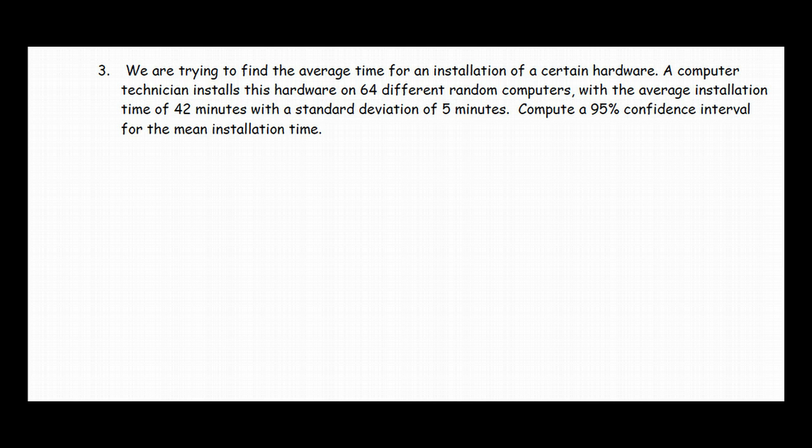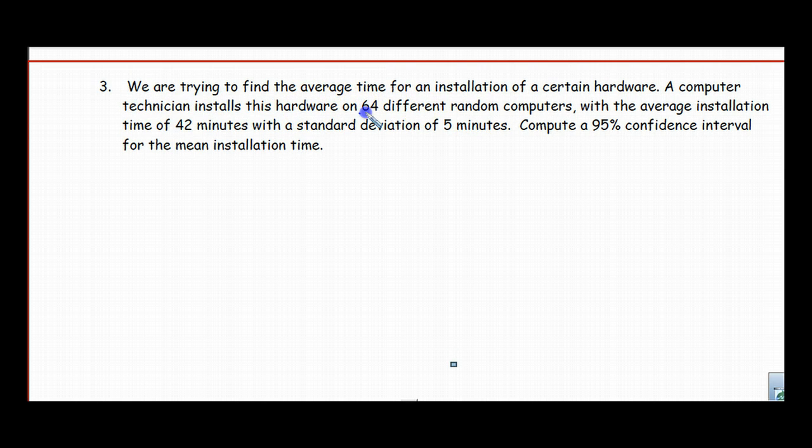We are trying to find the average time for an installation of a certain hardware. A computer technician installs his hardware on 64 different random computers with an average installation time of 42 minutes and a standard deviation of 5 minutes. Compute a 95% confidence interval for the mean installation time. All right, so a few things here. I'm seeing the 64 random computers. I see an average of 42 minutes, standard deviation of 5, 95% confidence interval.